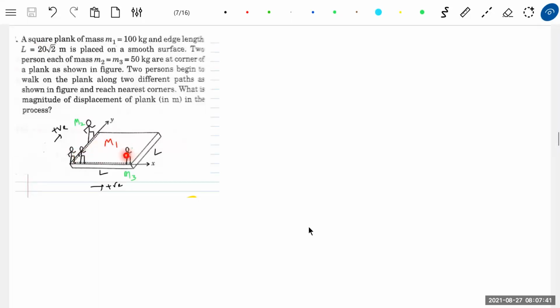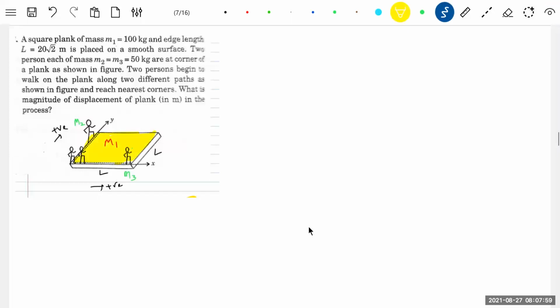One person will walk like this, the other person will walk here. Then we are supposed to calculate the displacement of the plank. The plank I'm showing in yellow color. Usually we did the trolley, the plank on a trolley. So let it be two-dimensional, which we can study here now.